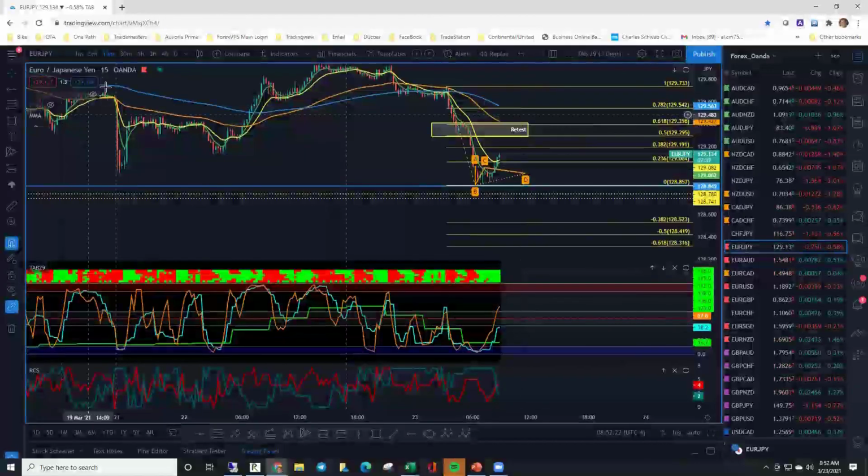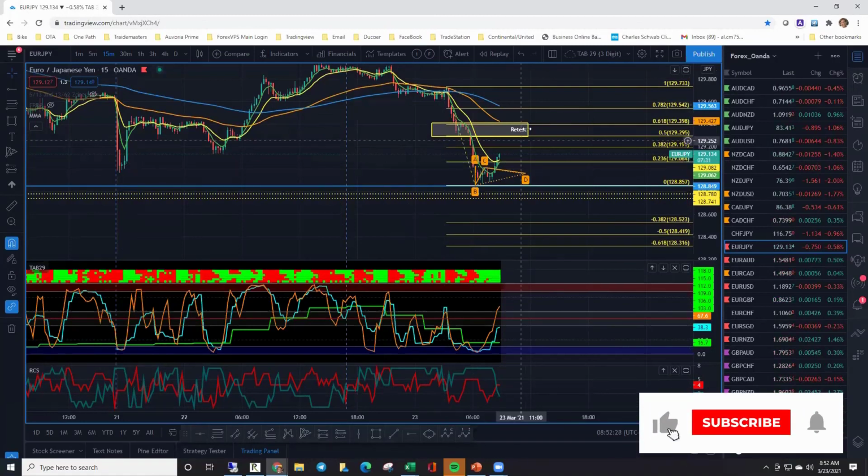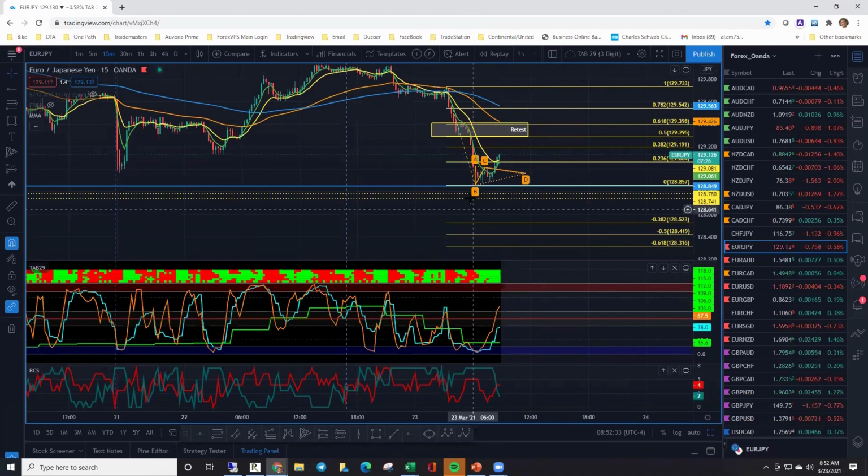The Japanese yen is still strong. Well, actually, it's losing ground here. The euro is now becoming stronger off of this move. But I don't think this down move is totally done yet.